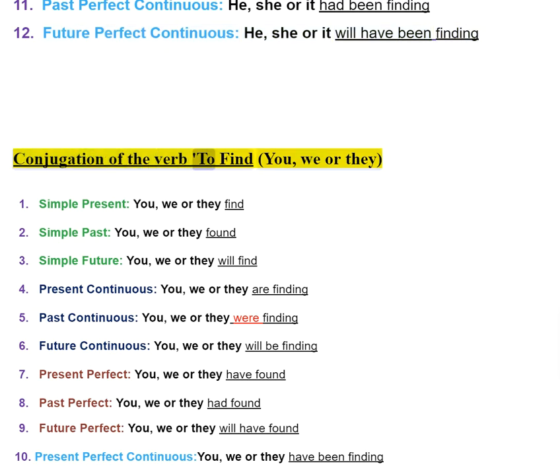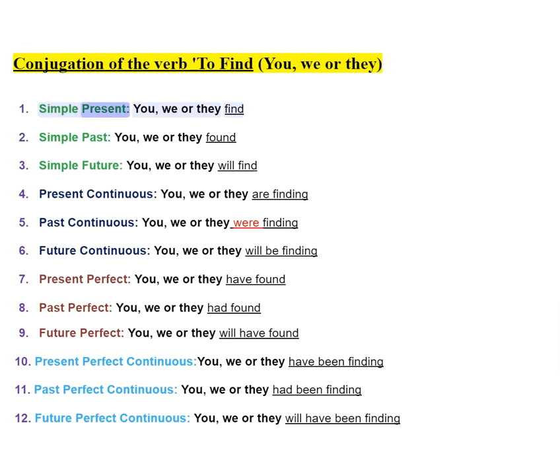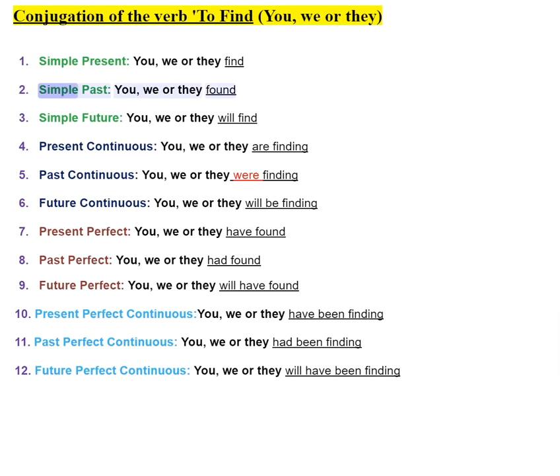Conjugation of the verb to find. You, we or they. 1. Simple present. You, we or they find. 2. Simple past. You, we or they found. 3. Simple future. You, we or they will find.